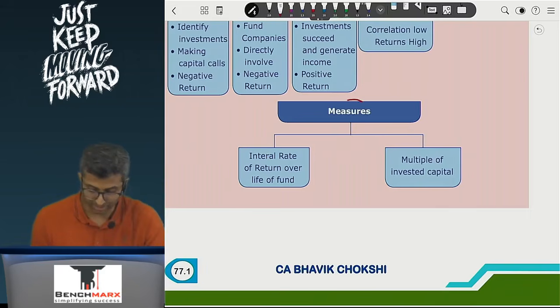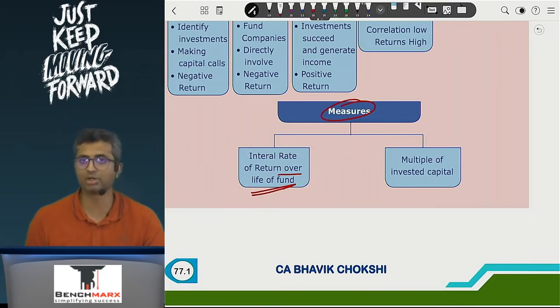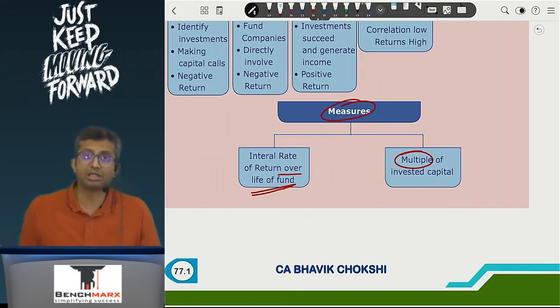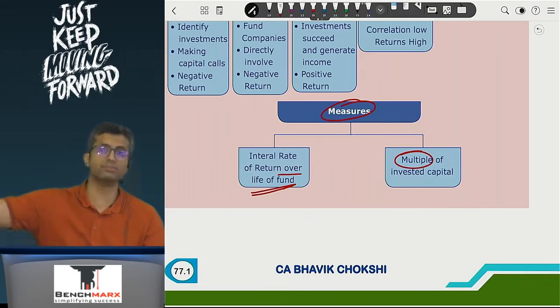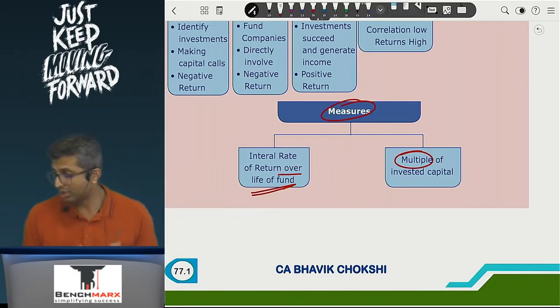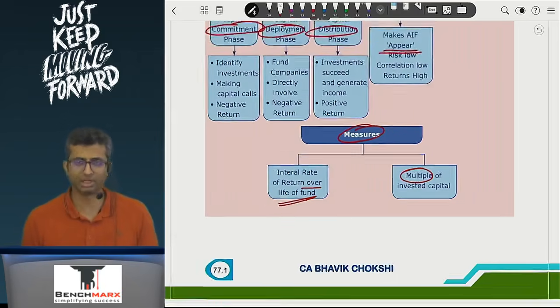Now, the measure you want to use for performance can be an internal rate of return, or IRR, over the life of the fund. Not just the deployment phase, not just the distribution phase, not just the commitment phase, but over the life, what is the overall IRR that is being earned? Or on a simplistic basis you can find a multiple: I at the end of the day raised 100 million and ultimately distributed close to 250 million. So there is a 2.5x, for example. So the measures of return will generally be done over the life, usually by measuring the IRR or sometimes even taking a multiple.